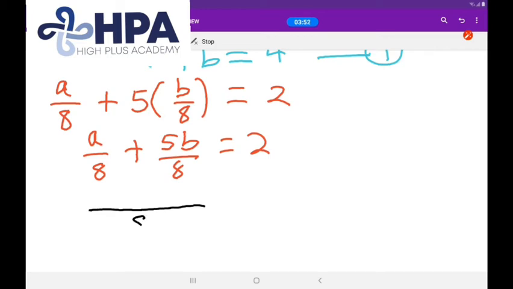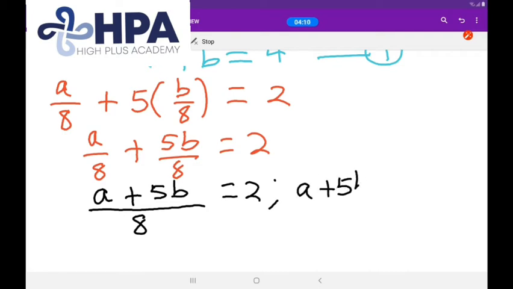Good. So we have 8. 8 in 8 is 1. 1 times A, we have A. Plus 8 in 8 is 1. 1 times 5B, we have 5B equals to 2. In the same vein, we can cross multiply. So we have A plus 5B equals 8 times 2. That gives us 16. So in this case, we have equation 2.